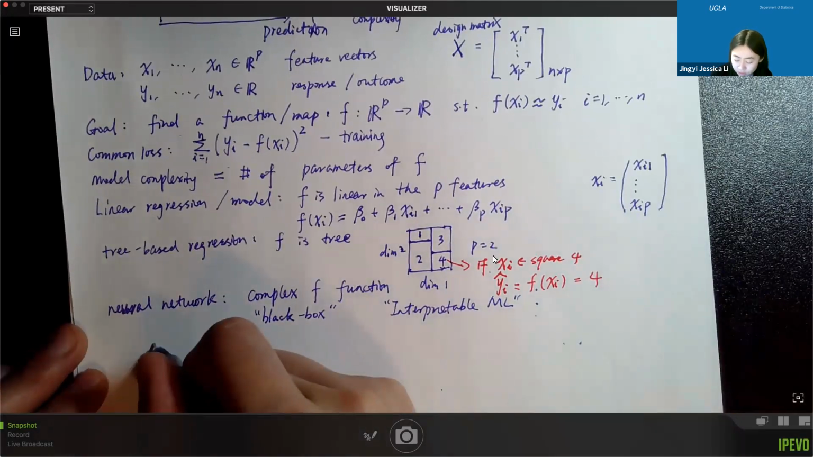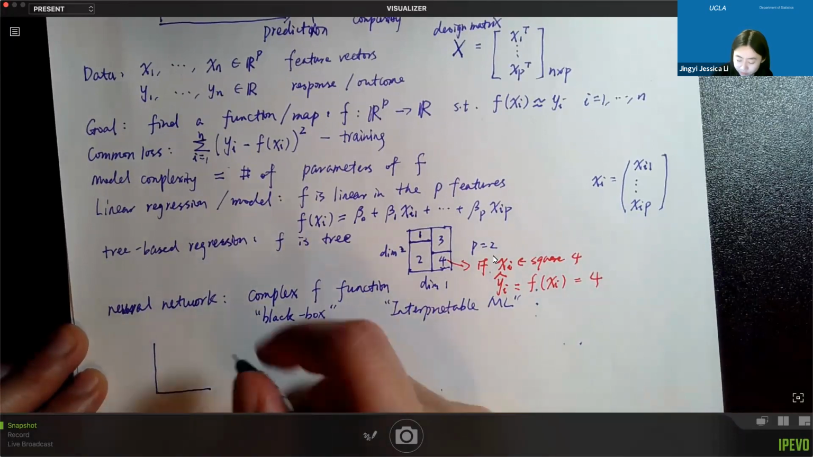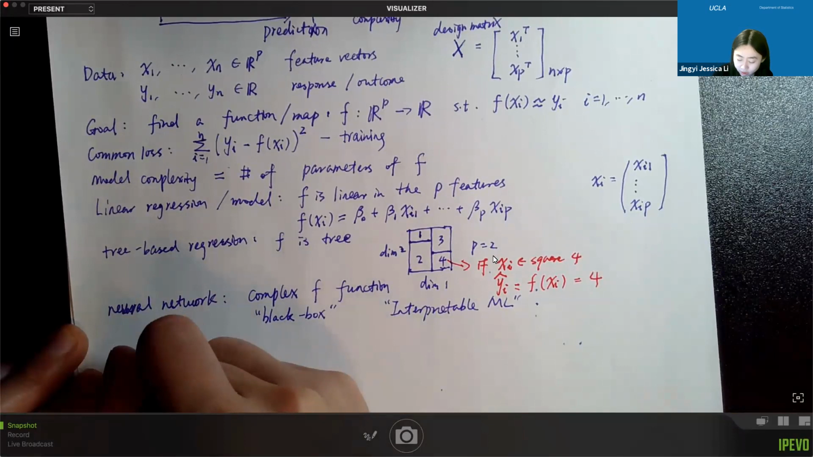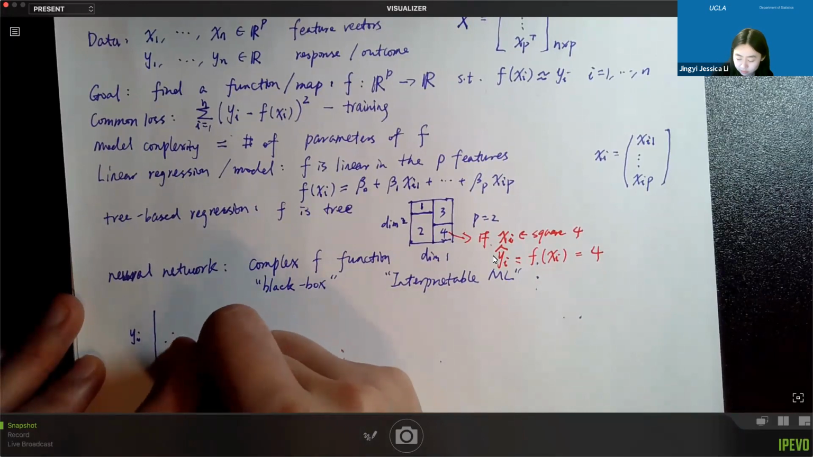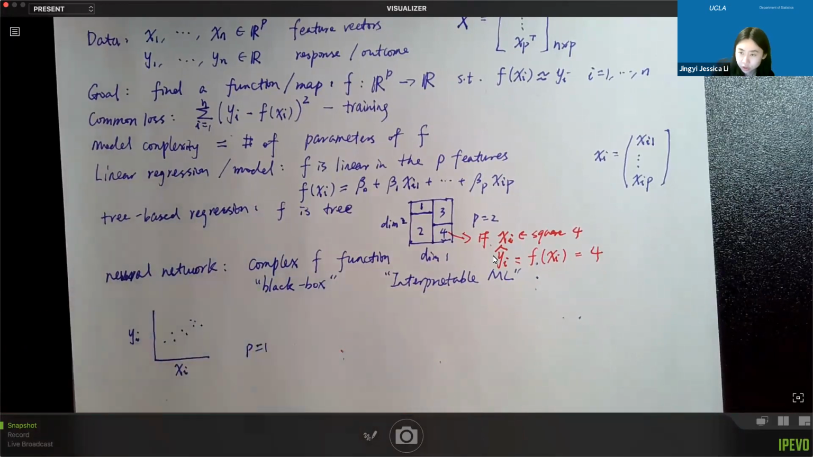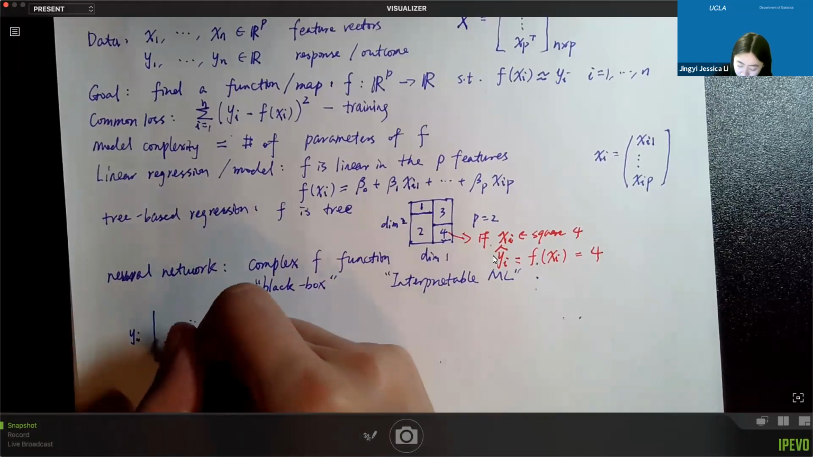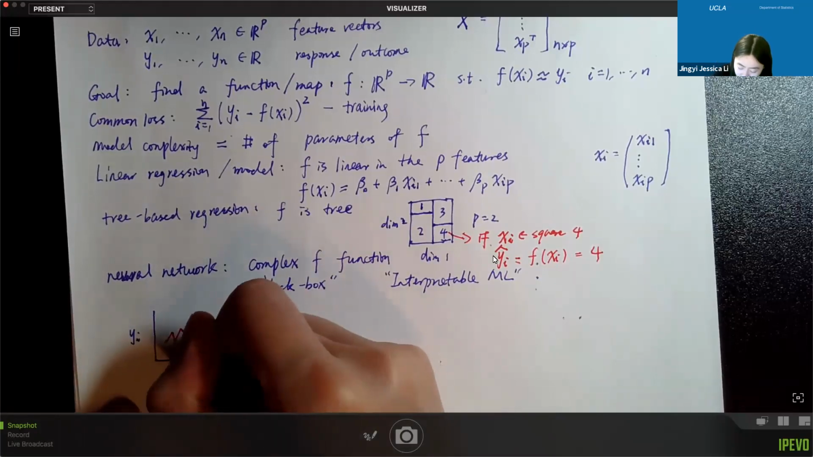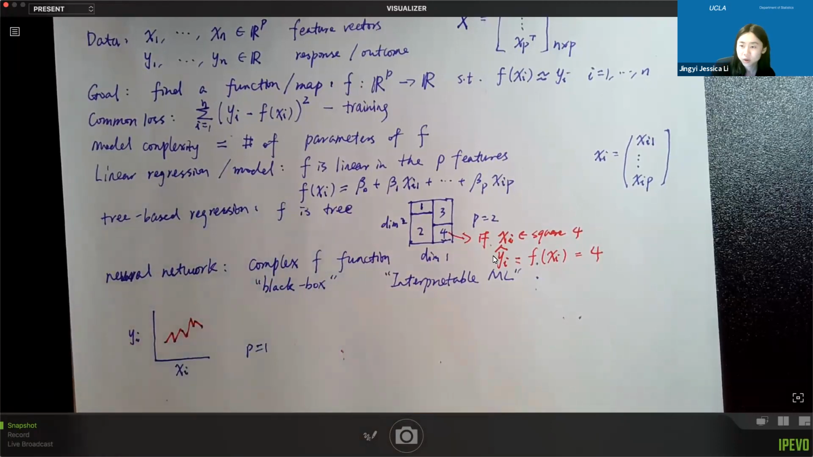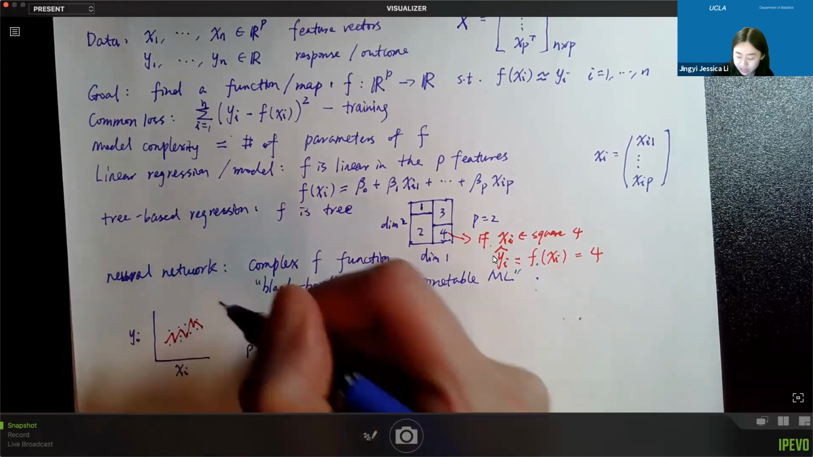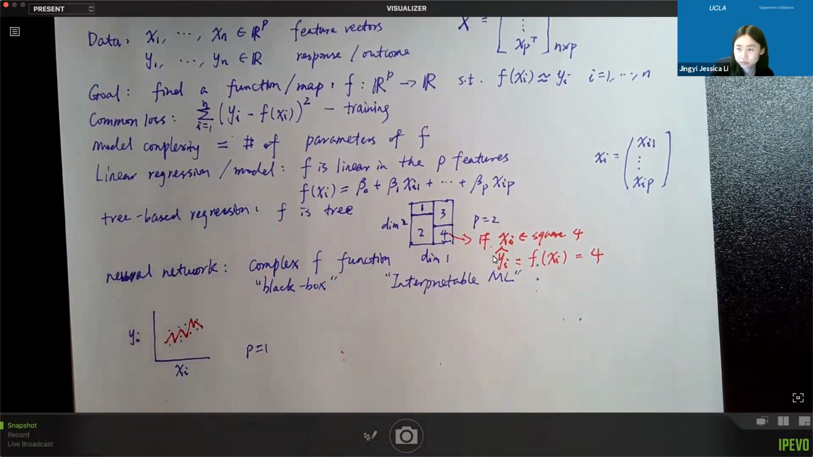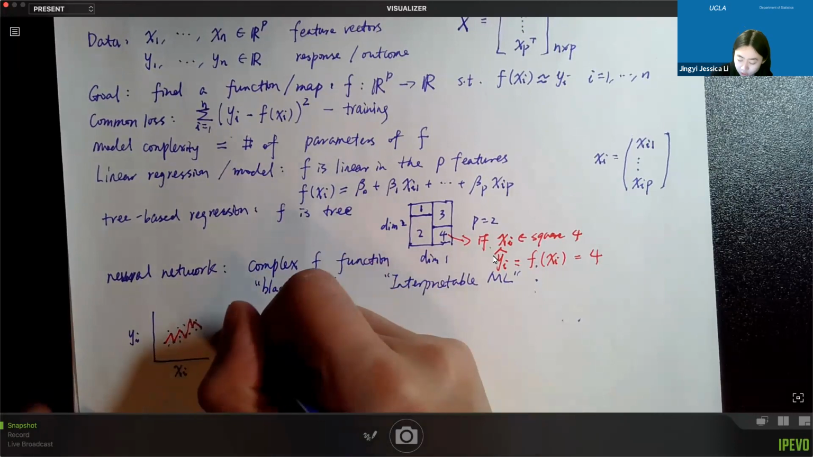You could imagine this case. For example, if I just have P equals 1, then this is my Xi, this is my Yi. Because the features are one-dimensional, I can make a plot. If your data looks like this, and if you just do that interpolation, connect the dots, you will have zero training error. But if you have other data that's not used for training and add them to the plot, then you will see for these new data, you're not going to predict well because you basically fit a model just to your training data. And this phenomenon is called overfitting.